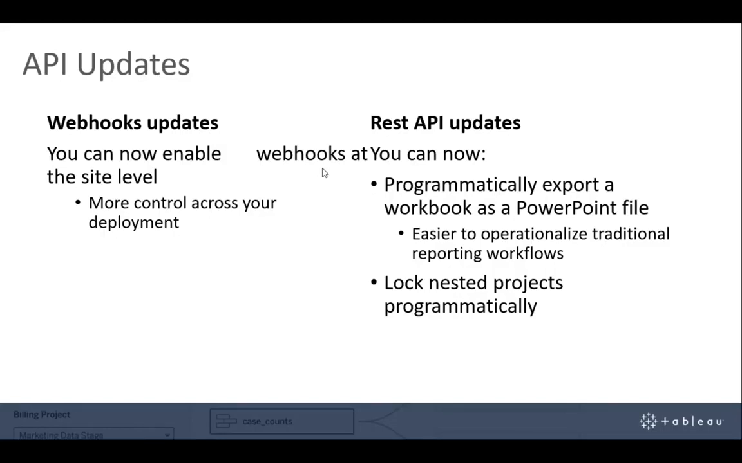With REST API, you can programmatically export a workbook as a PowerPoint file. Now, this came off as user feedback, and that has been implemented in the latest release. So it becomes easier from an operations perspective. And you can even log nested projects programmatically, right? It's for all you developers out there.